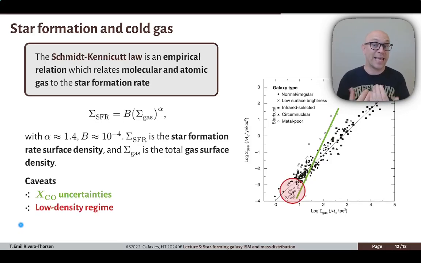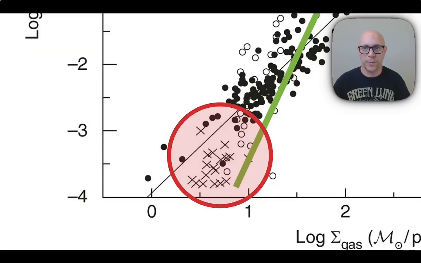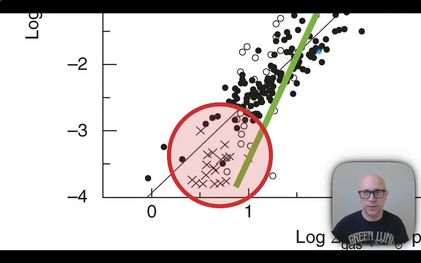Another caveat to this Schmidt-Kennicott law is that if we look at it here in the low surface and the low gas density region, take a closer look here, what we can see is that even though this law behaves quite nicely up here, once we get down to low gas densities, it actually looks like there's a general tendency that they drop below the Schmidt-Kennicott relation.